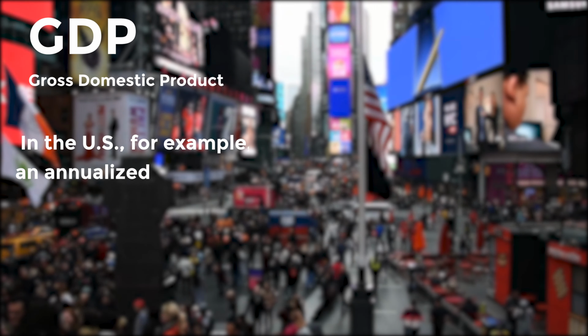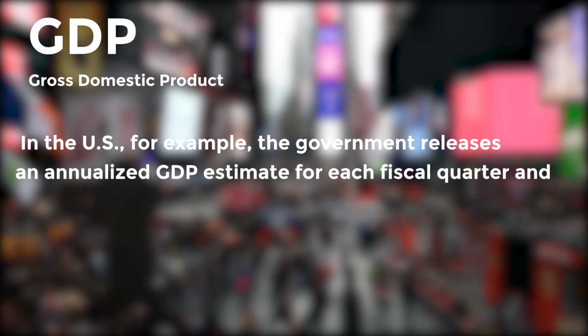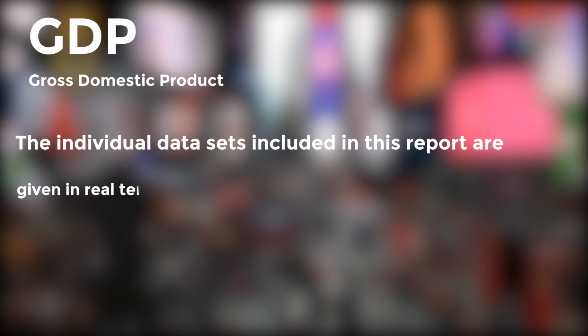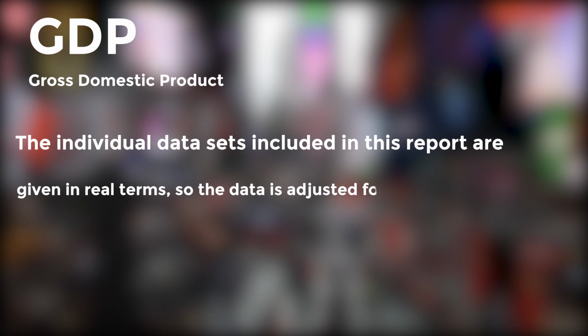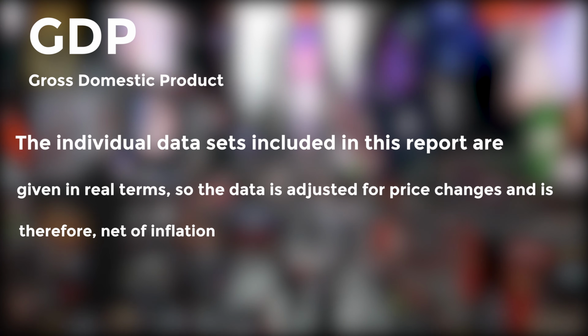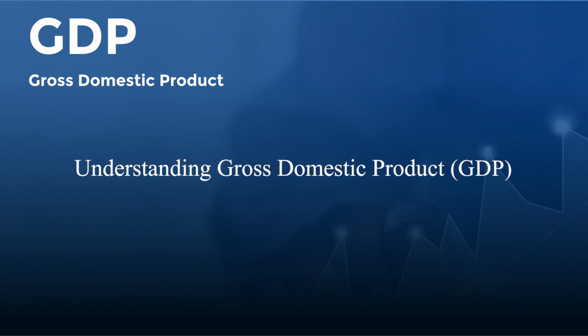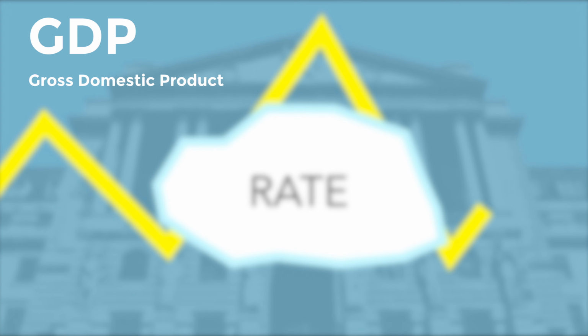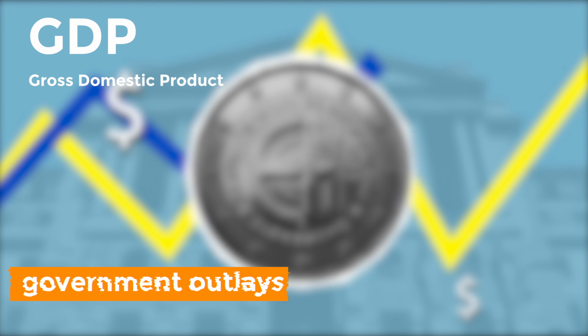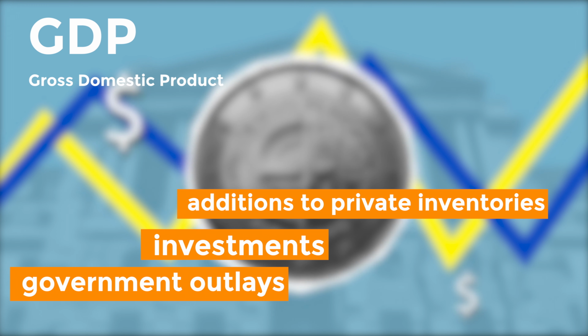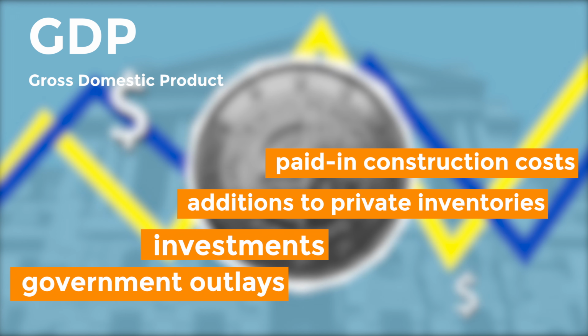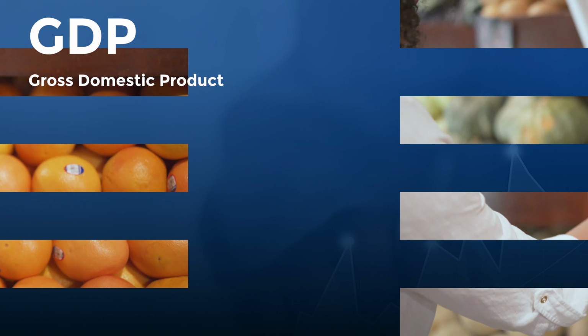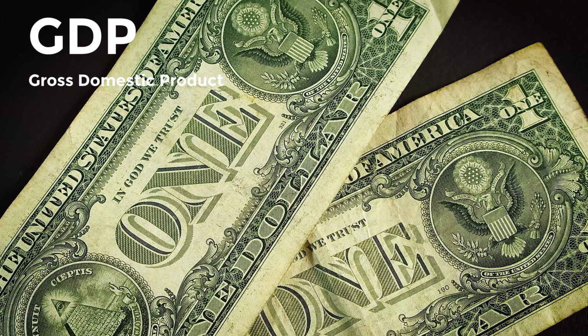In the US, for example, the government releases an analyzed GDP statement for each fiscal quarter and also for the calendar year. The individual data sets included in this report are given in real terms, so the data is adjusted for price change and is therefore net of inflation. The calculation of a country's GDP encompasses all private and public consumption, government outlays, investments, additions to private inventories, paid-in construction costs, and the foreign balance of trade.